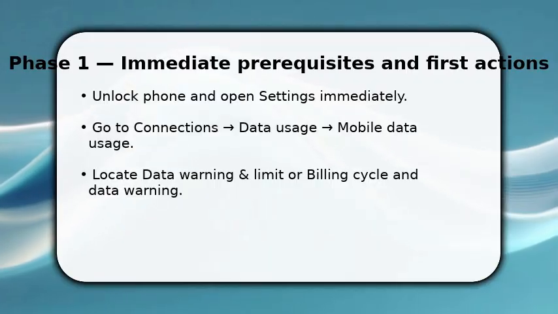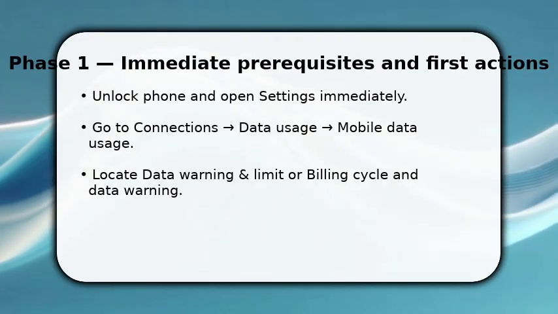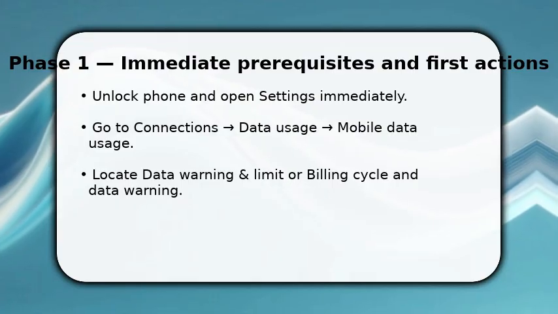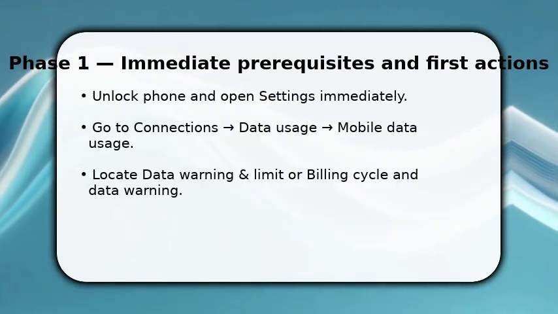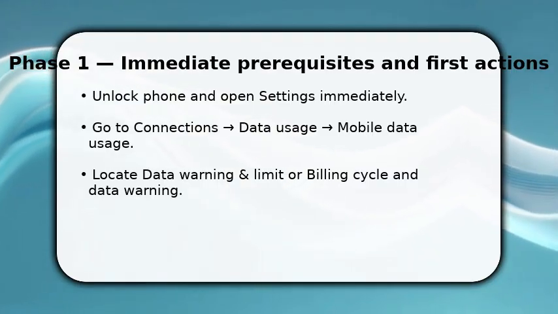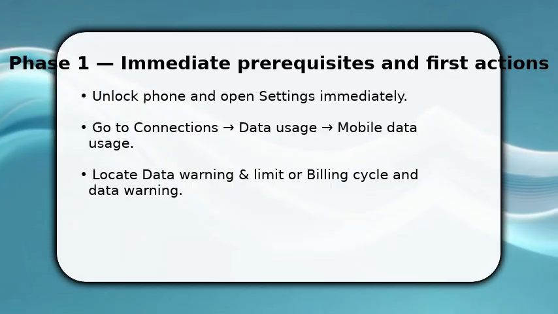You start now by unlocking the phone and opening settings, navigate to connections, then data usage and tap mobile data usage. Once there, look for data warning and limit or billing cycle and data warning. Samsung labels vary by One UI version. Make sure you're viewing the correct SIM if the phone has two.